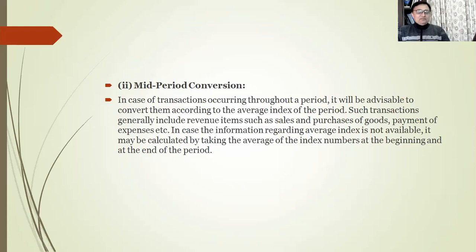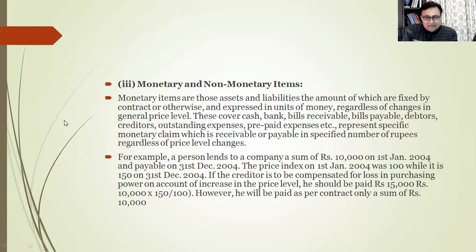Sometimes, for example, you have to calculate the average index. In the beginning of the year, the average index was 150. At the end of the year, the index was 200. So we will take the average, 150 plus 200 divided by 2. This will become the index for the mid conversion period. Accordingly, on the date of revaluation, we will take the index divided by this mid conversion period index, and we will be able to find out the conversion factor.